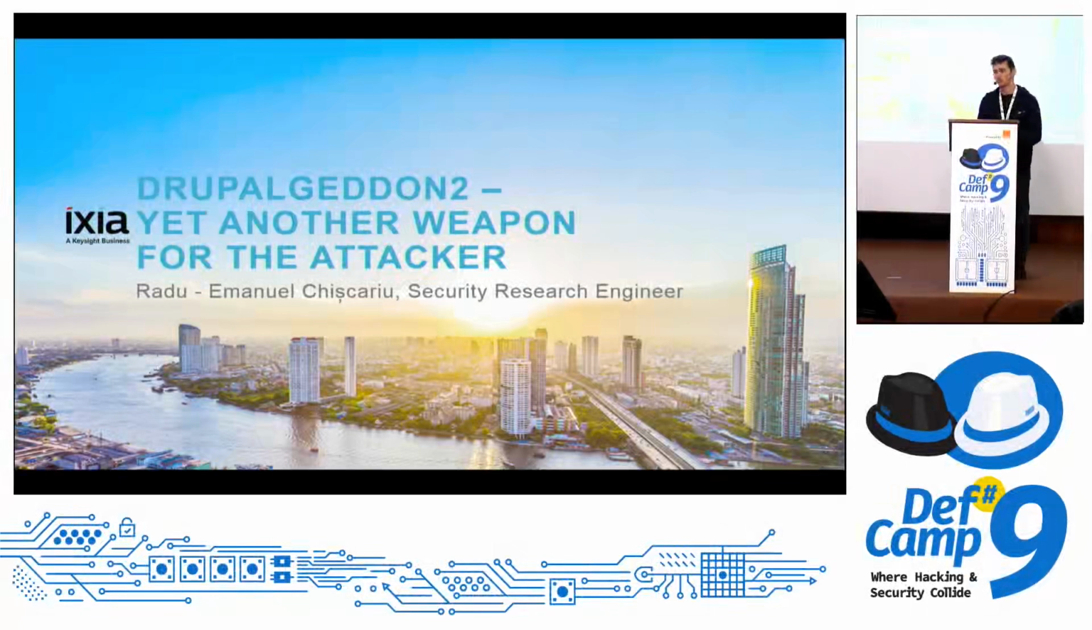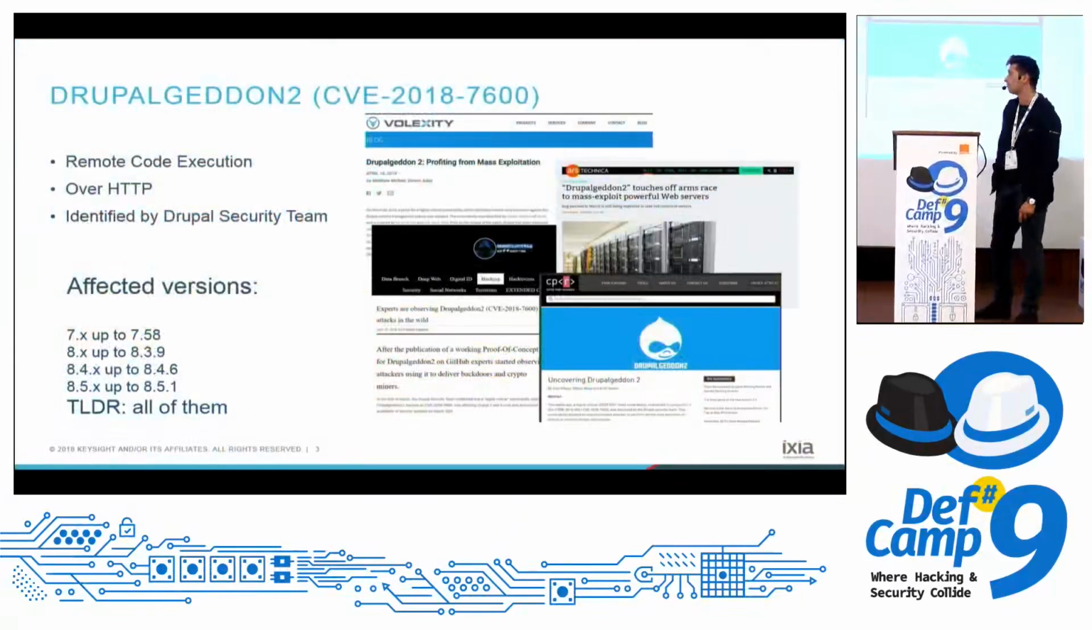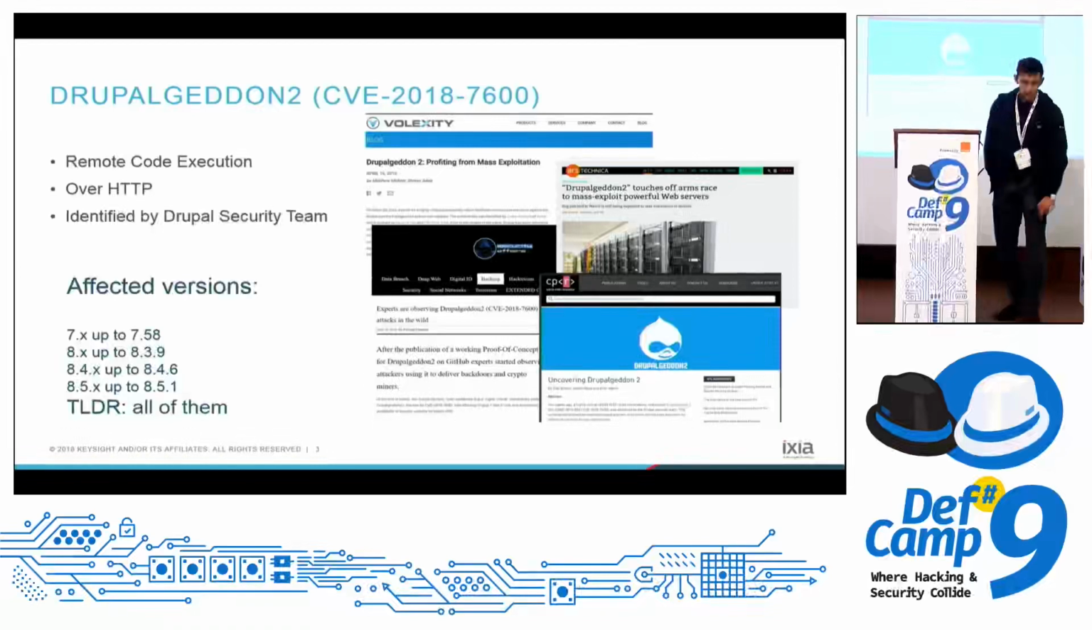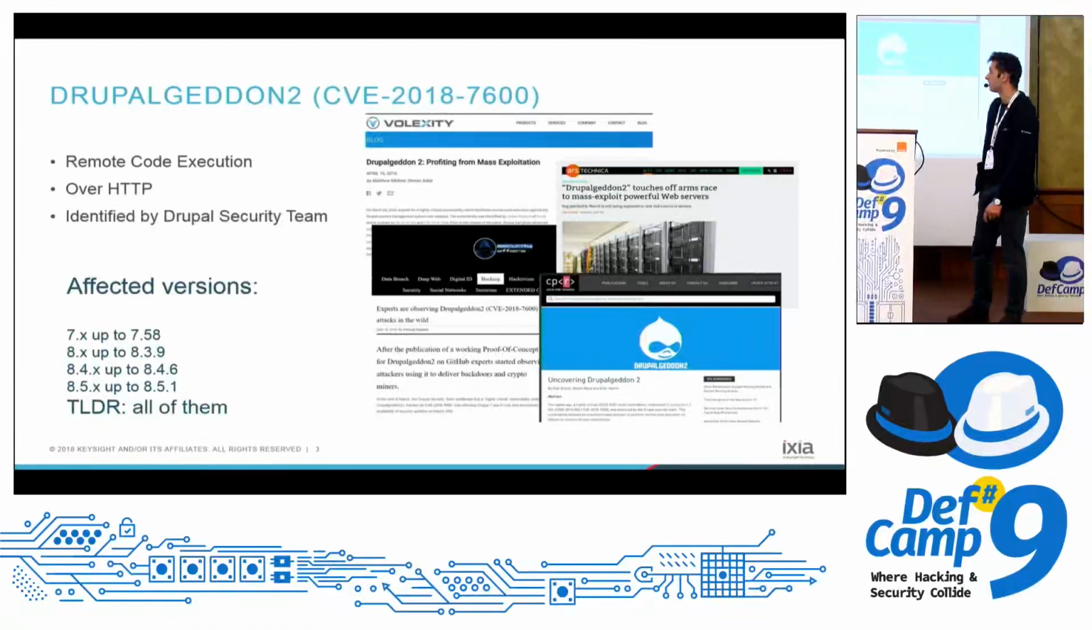And today I'm going to talk about a web application vulnerability that was extensively exploited in the wild. The vulnerability appeared this year. It's a remote code execution vulnerability that affected virtually all versions of Drupal content management system. Because of that, it received the name Drupalgeddon 2.